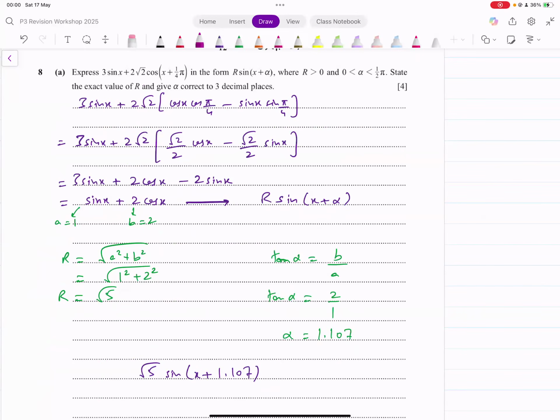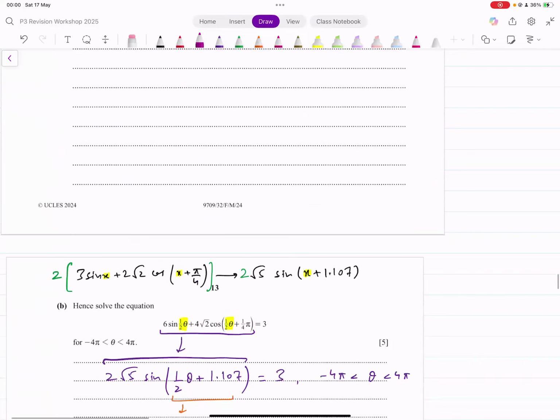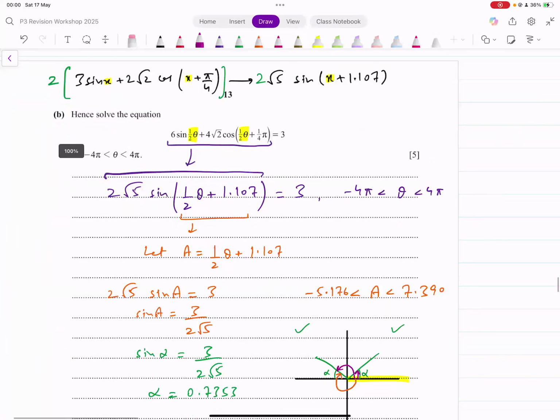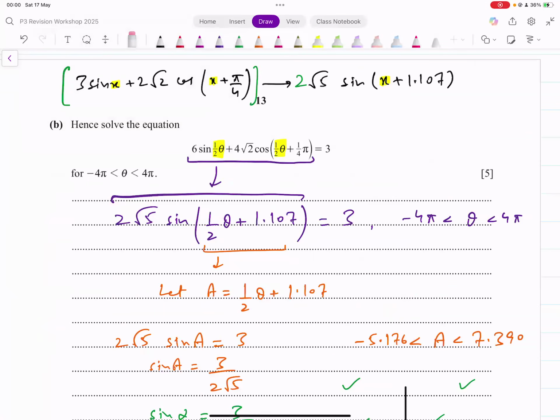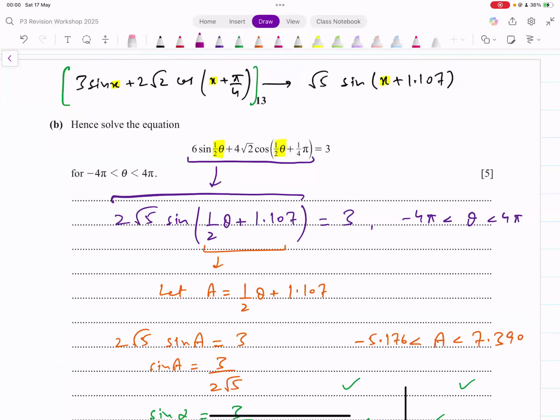Okay. Then in the next part, they're saying, hence solve this equation. Now, in the first part, what we've done is we have written this expression in this form, under root 5 into sine of x plus 1.107. Okay, that's what we've done in the first part. Now, is that related to that somehow? On the left side, you can have a look at this. Is it connected? In place of x, we've got half theta.